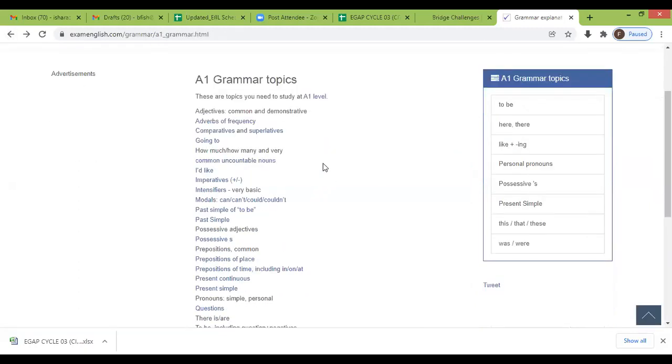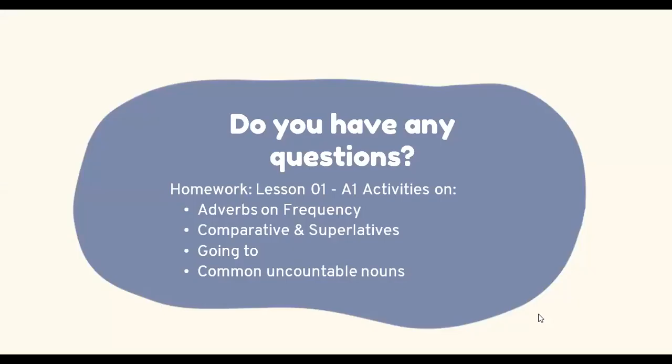Let me go back to my slide. Right, so as I just showed you, can you see the slide? I have changed. Yes, ma'am. So now after this session finished, try to go check on these topics. Go through these topics. These are again simple grammar topics.